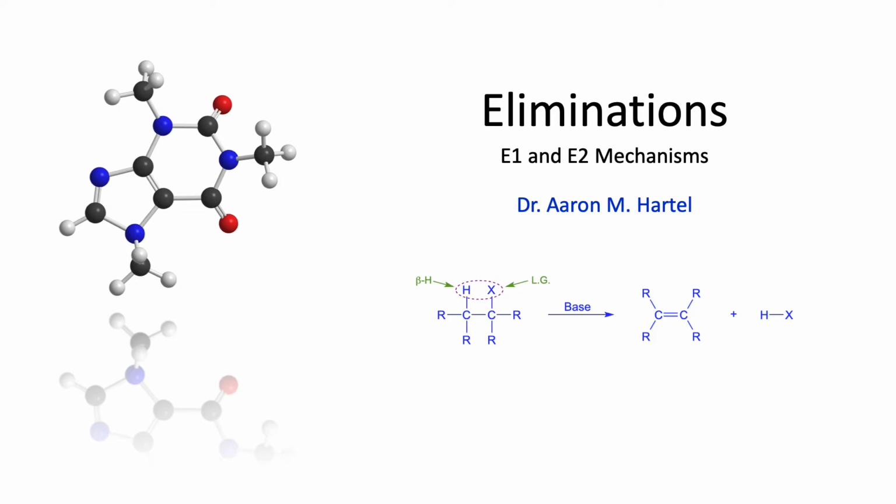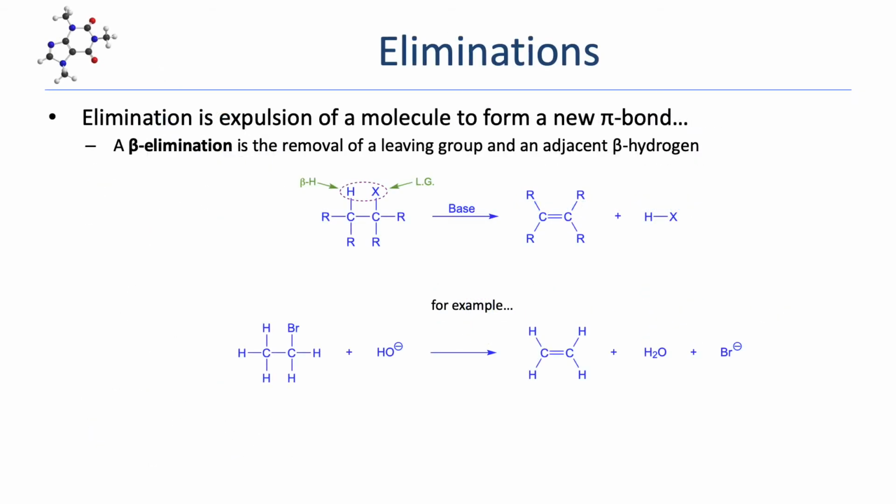In this lesson, we're going to explore eliminations, focusing on the E1 and E2 mechanisms. Elimination is one of the 6 fundamental organic reactions. In an elimination, a molecule is expelled from another molecule to form a new pi bond. Most eliminations are beta eliminations, which involve the removal of a leaving group and an adjacent beta hydrogen.